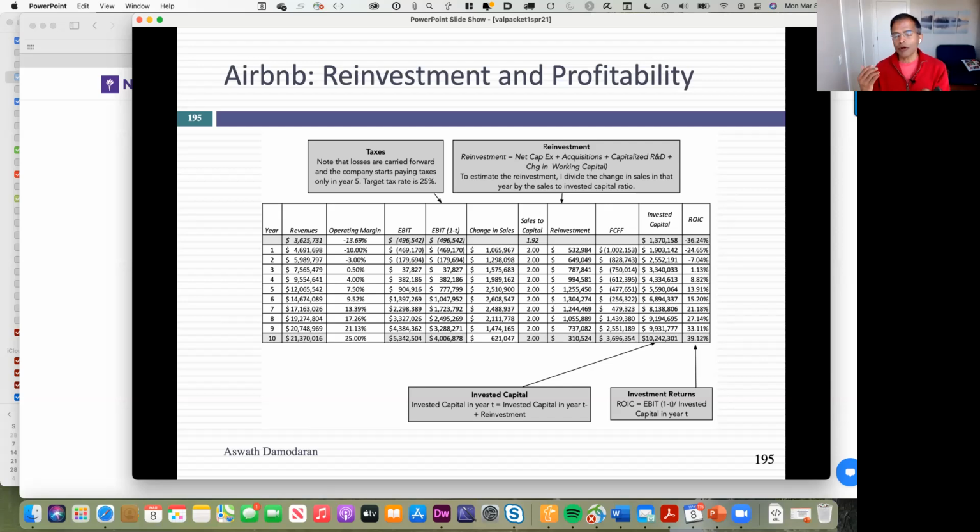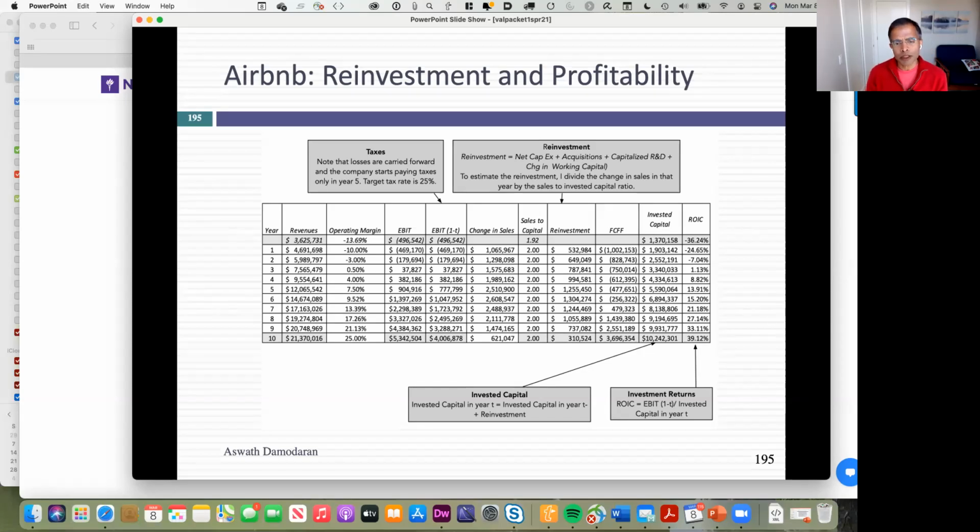Revenue growth takes your small revenues and makes them big revenues. Your target margin takes losses and makes them profits. Your sales to capital ratio allows you to estimate the reinvestment every year. You put those numbers together, you get your free cash flow to the firm, which is after-tax operating income minus reinvestment. Take a look at the free cash flow to the firm that I give Airbnb for the next 6 years.